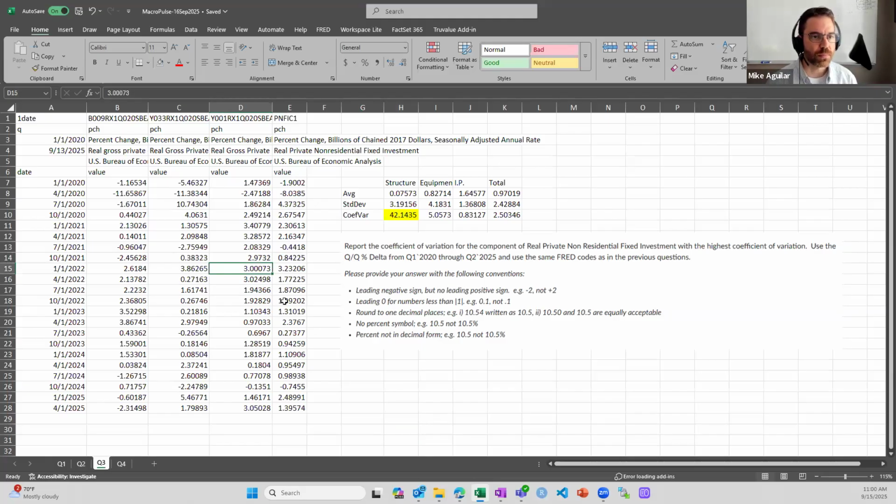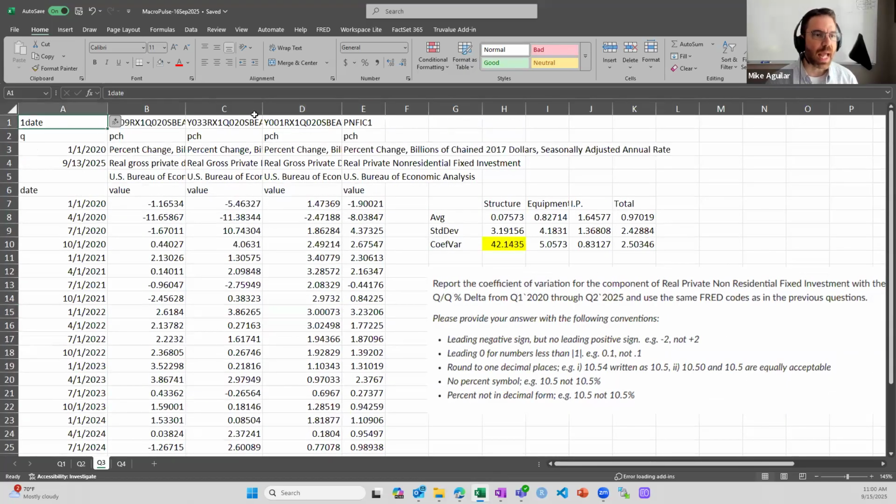So, we've already had one date. We've already had all these four tickers. We've already had Q, go from Q1 2020. But what do we need now? We want the quarter over quarter percent delta. All right, we're going to do PCH.